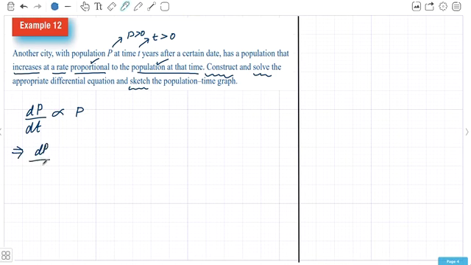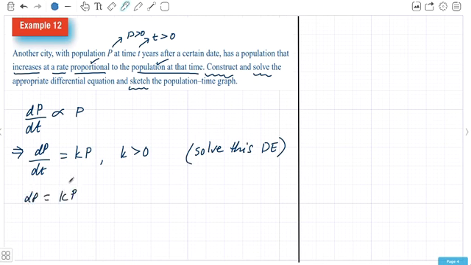Now remember, we can replace that proportional sign with an equal sign and a k, and because it's increasing, our k here is positive, so this is going up. Okay, positive rate of change. Now what we need to do is solve this DE, or differential equation. So let's do a bit of swapping. dP equals kP, bring the dt up, and let's bring the P underneath.